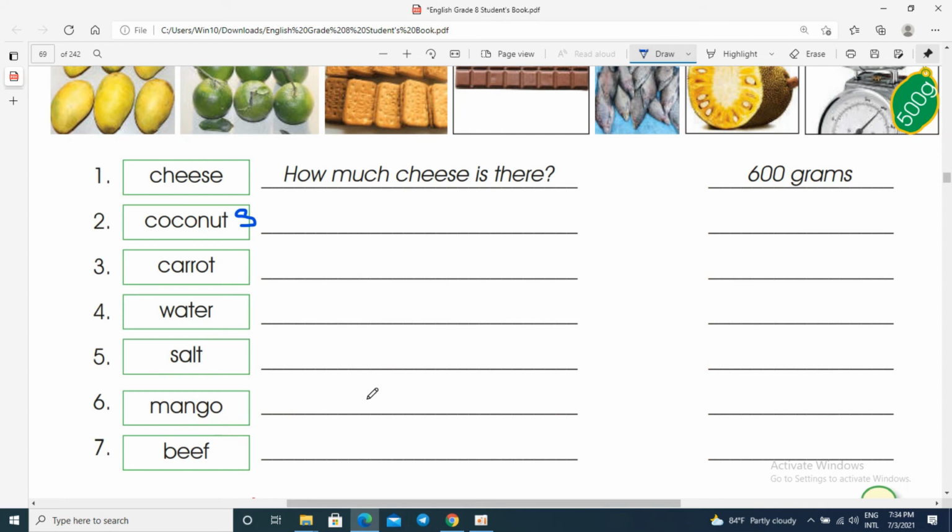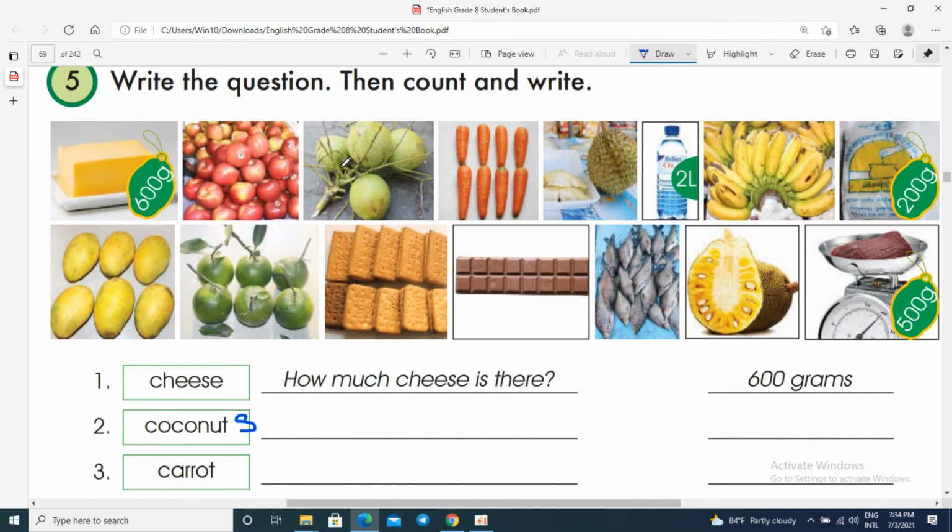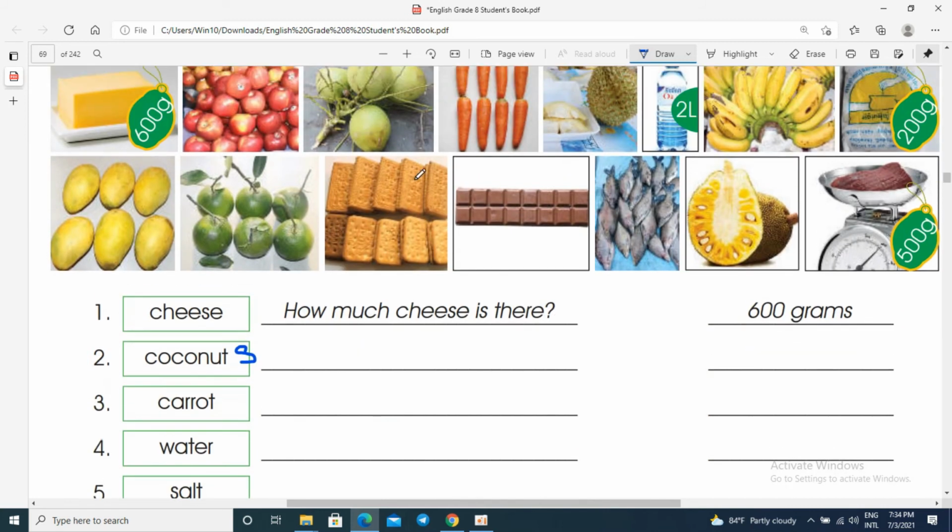How many coconuts are there? One, two, three, four, right? Here, four. So this is the coconut right here, four. So you can say four, or you can say four coconuts, okay.